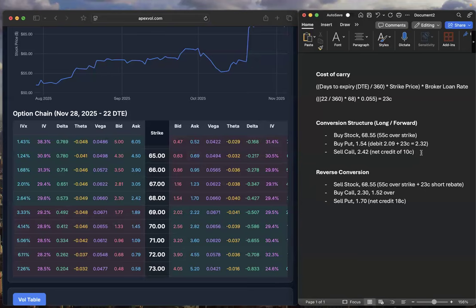So as we address the reverse conversion or the reversal, in this structure, we are shorting the stock, so we are no longer paying carry, but we're creating cash that will receive interest in our account or short rebate.